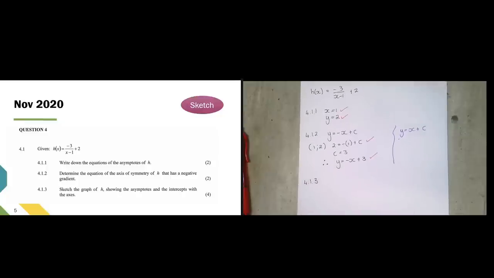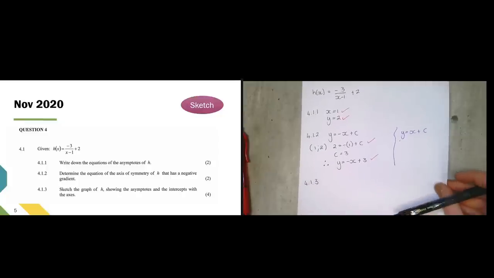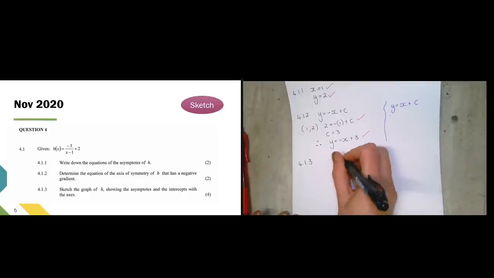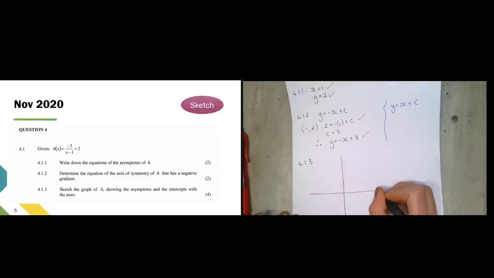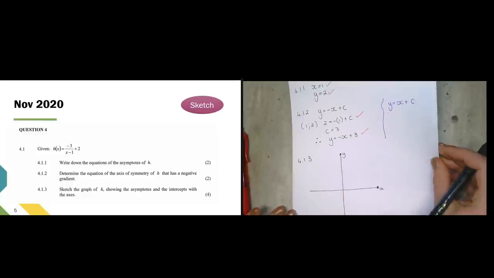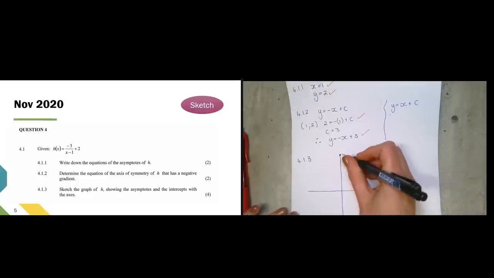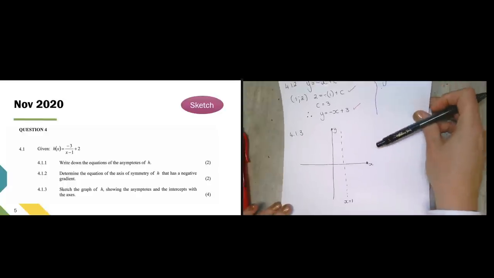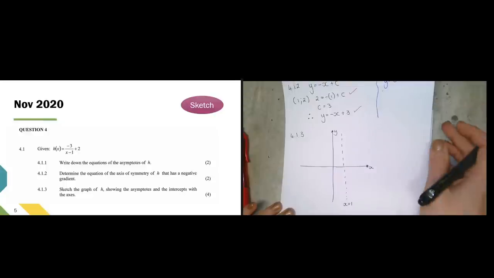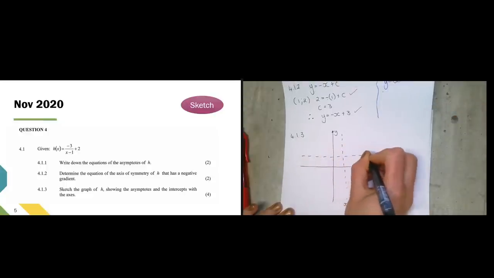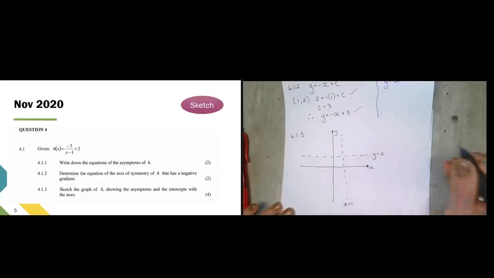4.1.3. Sketch the graph of h showing the asymptotes and the intercepts with the axes. Okay, so we have to go and sketch our graph. The first thing we do is we draw in the asymptotes. What are my asymptotes again? X equals 1. Please remember to write at the bottom that x equals 1 to indicate that that is the vertical asymptote. Our horizontal asymptote was y equals 2. So if you draw in your horizontal asymptote, write there y equals 2.